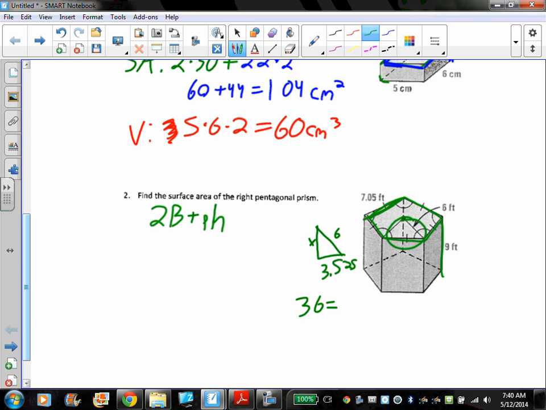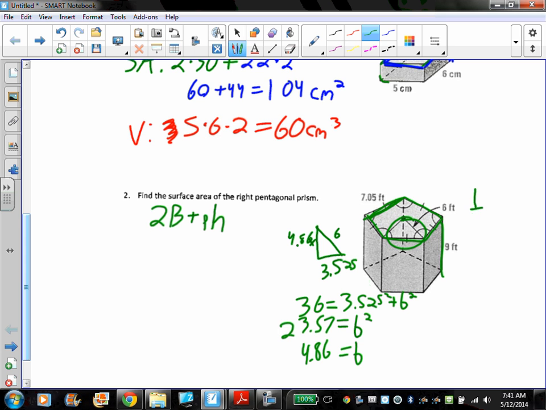36, which is 6 squared, equals 3.525 squared plus b squared. 3.525 squared is about 12.42. 36 minus 12.42 is going to give us about 23.57 equals b squared. And we just need the square root of that. So b is about equal to 4.86. And that's our apothem. So now we can find the area of the regular polygon.